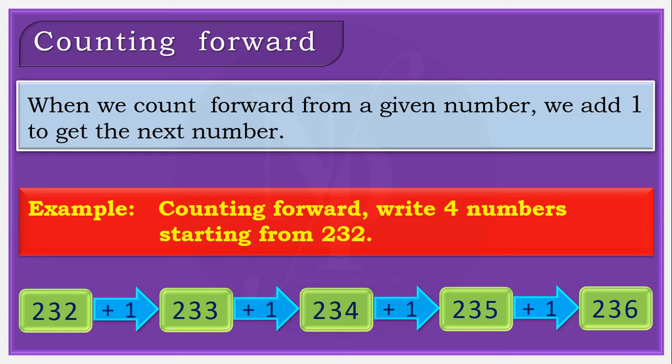So when we count forward from a given number, we add 1 to get the next number, and again we add 1 to get the next number. Adding 1 to this number will give us the next number 235, and adding 1 to 235 gives us the next number 236. Like this, if we go on adding 1 to the previous number, we will get the next number, which is called counting forward.